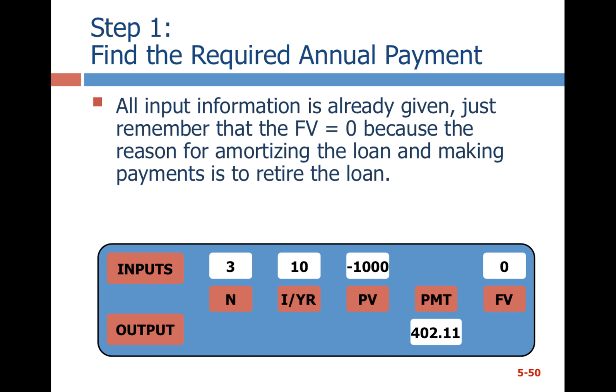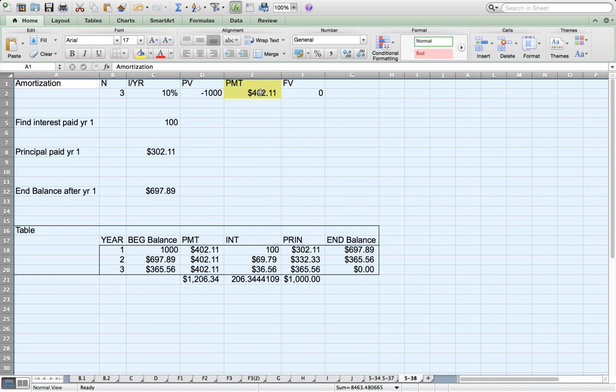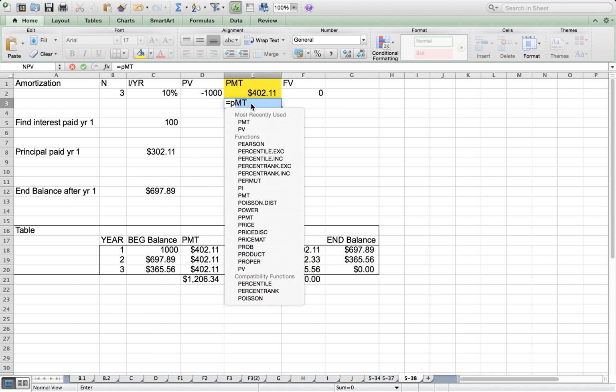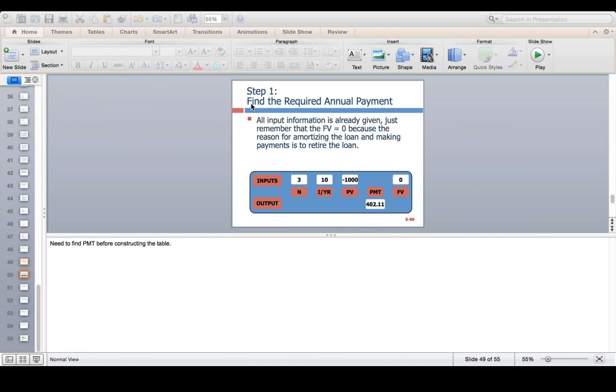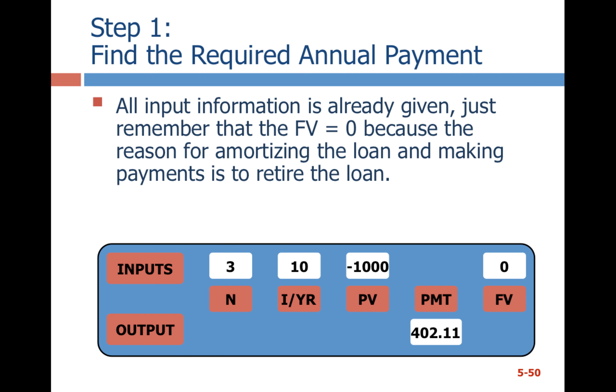So step 1 will be to find your required annual payment. All the input information is given. Just remember that future value is 0, because the reason for amortizing the loan and making the payments is to retire the loan. So if we want to find our payment, we plug in our n, our interest rate, and our present value, and we solve for payment. And that's what we're doing over here. So equals PMT, put in your rate, your number of periods, your present value, and your future value. You get 402. So we have $402.